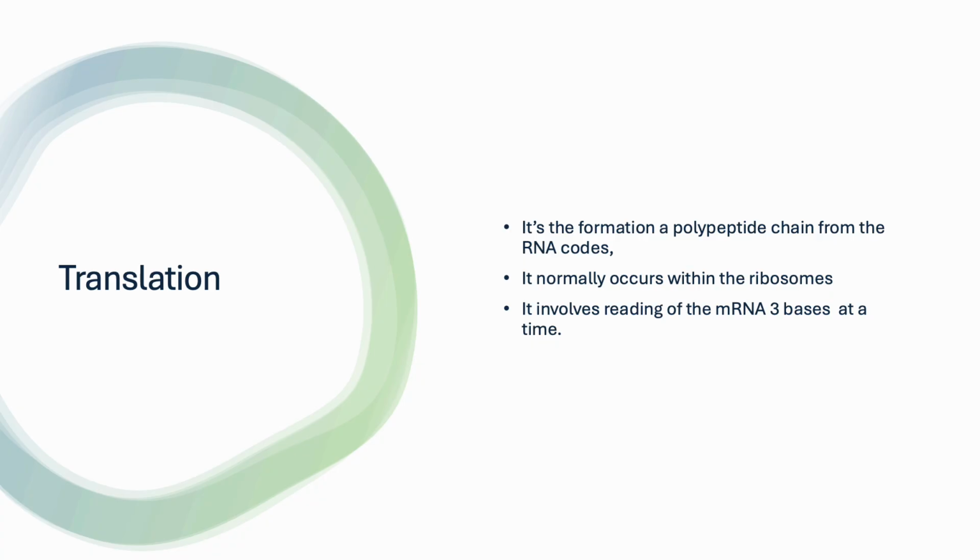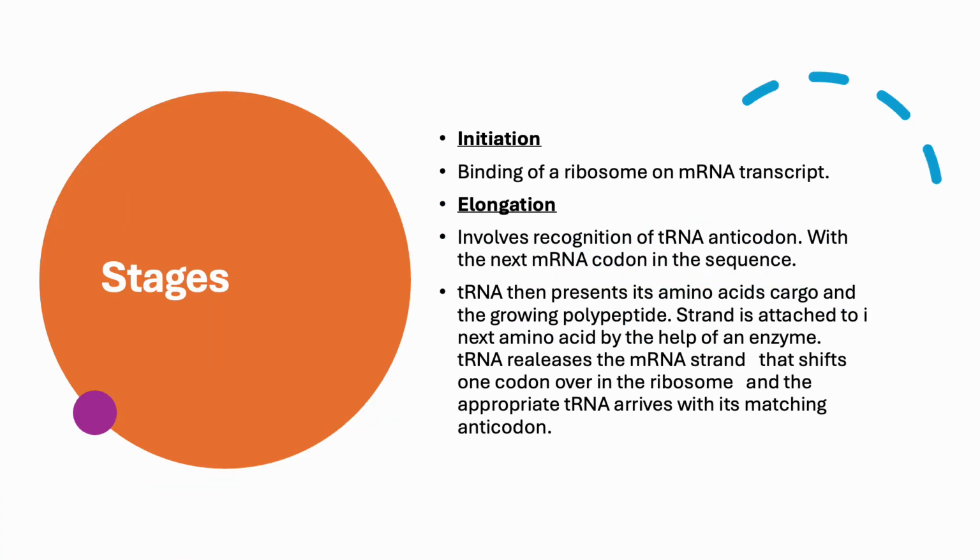After transcription, we translate that information. Translation is the formation of a polypeptide chain from RNA codes. It normally occurs within the ribosome. It involves reading the mRNA three bases at a time. If it's arranged like UGA, it copies that, then goes to another three bases, another triplet. The stages are the same, three stages: initiation, elongation, and termination.